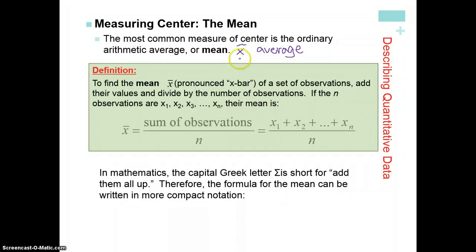But finding the mean is very easy, right? You sum up each individual observation, and you divide that sum by the total number of observations, or the sample size, right? N is our sample size.